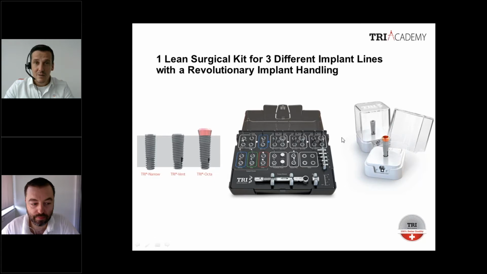Basically, we have a very lean surgical kit, and you can use this surgical kit for 3 different implant lines: for a narrow implant, for a bone level implant, and for the tissue level implant, which is the focus today. As you can see already on this picture, the thread design is the same for tissue level and bone level system. That makes the surgical procedure very easy for both types of implants.